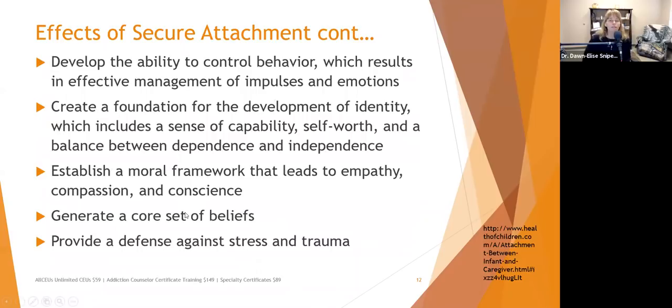We want to help people develop the ability to control their behavior, which results in effective management of impulses and emotions. When children are little, we are not born with coping skills. We are not born with the stress tolerance skills. So when we are exposed to a situation where we don't have anybody to teach us that, to help us learn to manage our emotions, to tell us, all right, little Johnny, I need you to just take a breath. It's going to be okay.